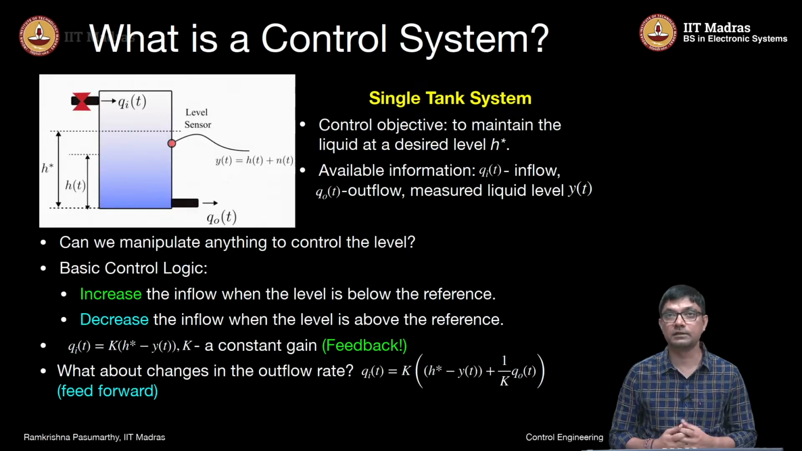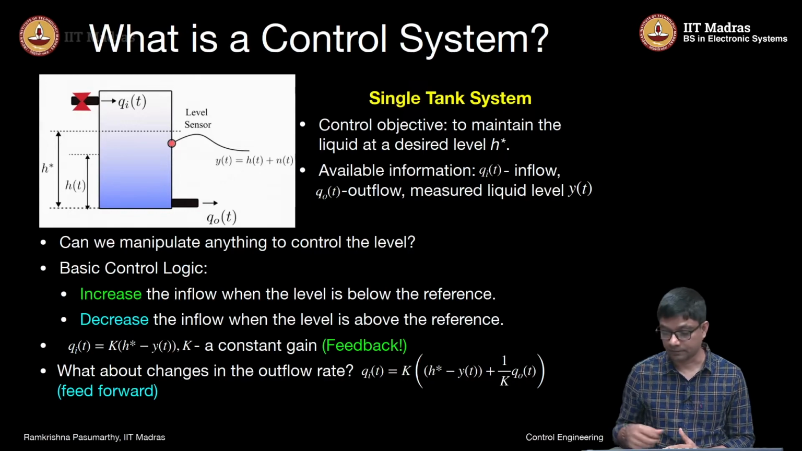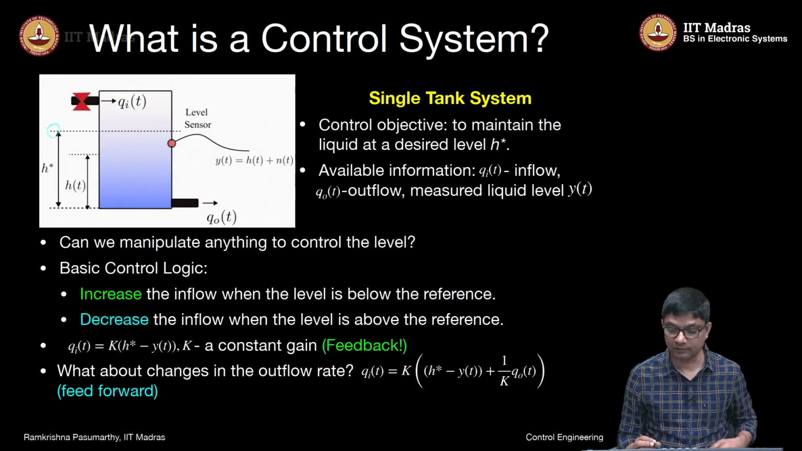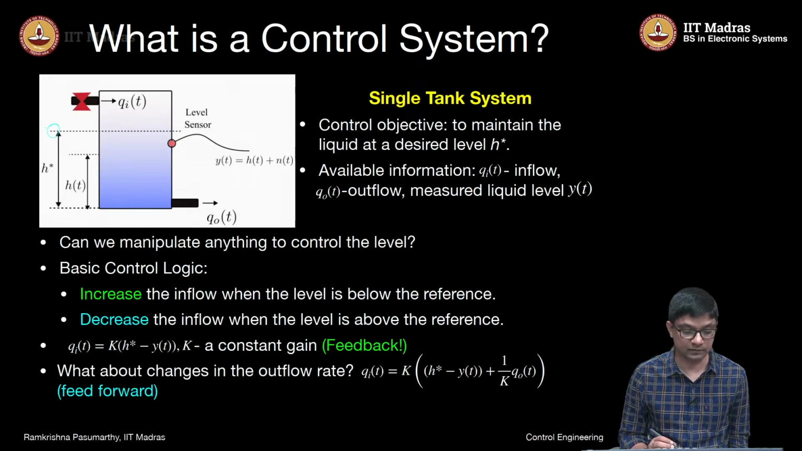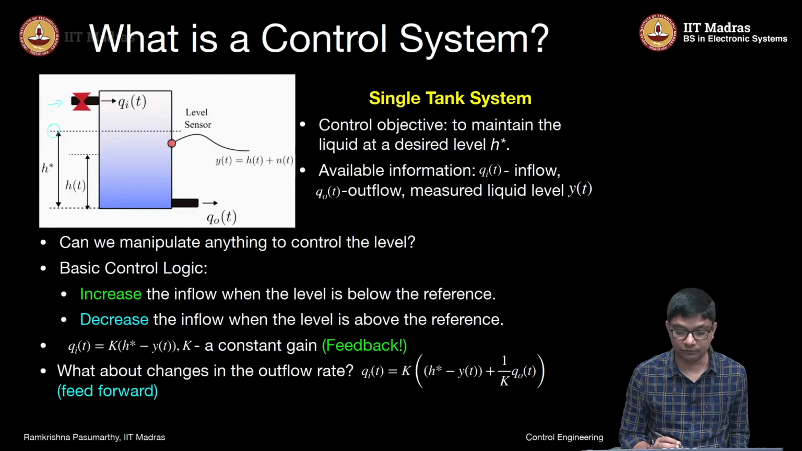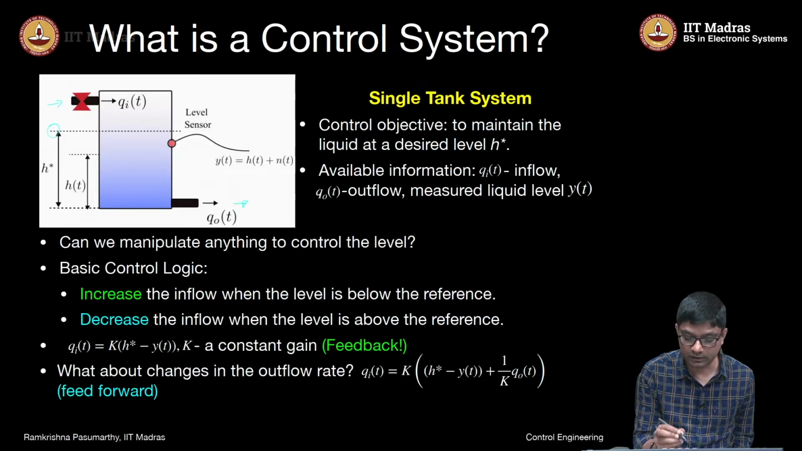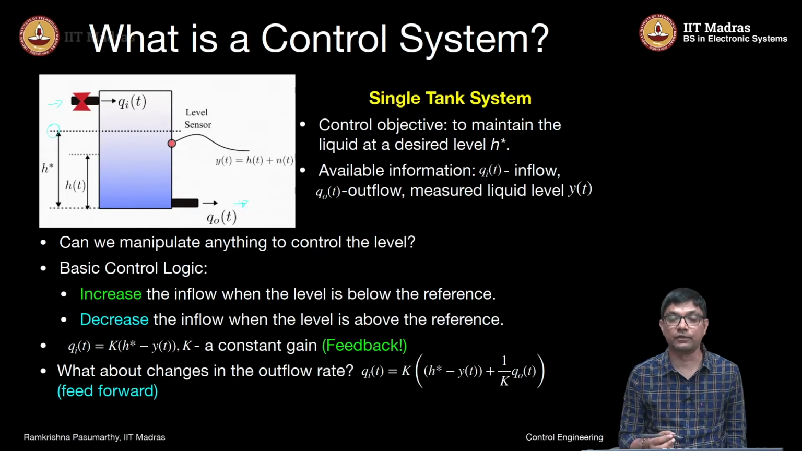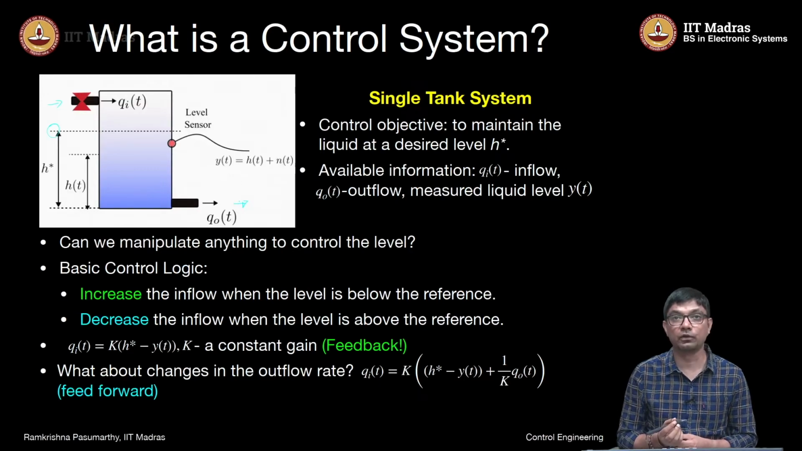This example is widely used in control literature. It's called the single tank system. The objective here is to maintain the liquid at some desired height level H star. The available information that we have is that there is some water entering via the inflow and some water going out as outflow. I can measure the current level of the liquid. So can we manipulate anything to control the level?